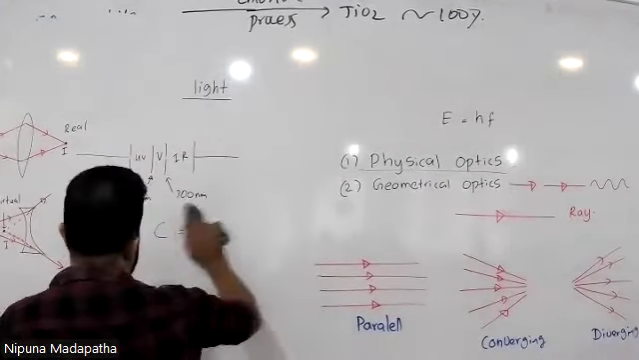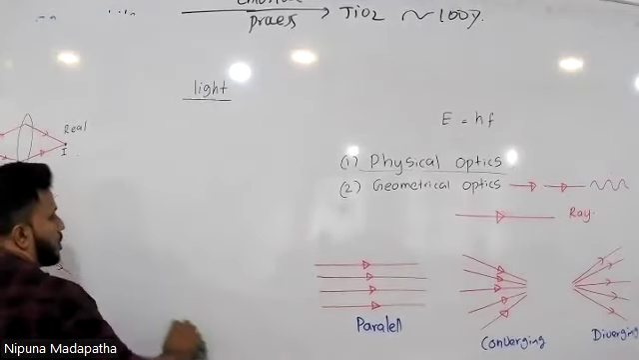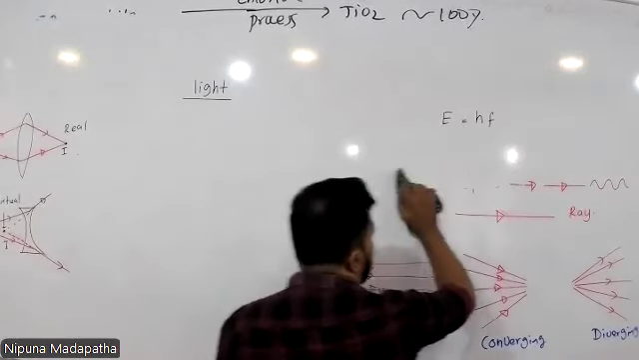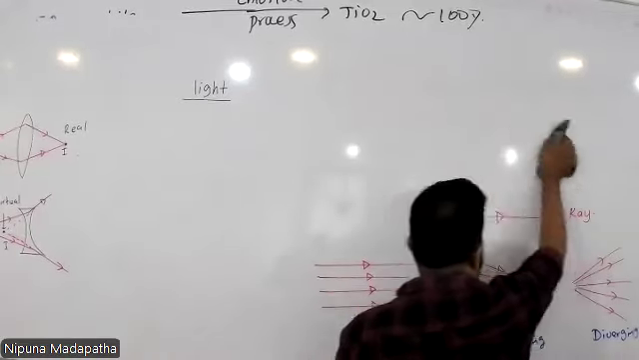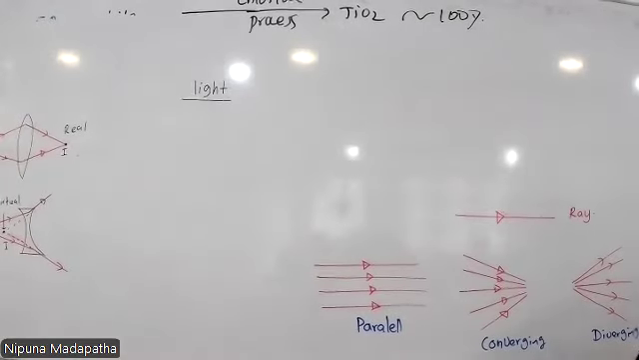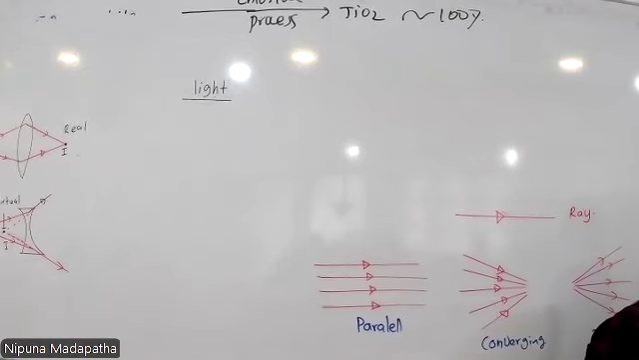To describe or to explain refraction and reflection of light. Here we use light rays to explain refraction and reflection of light. Next subtopic is a light ray.